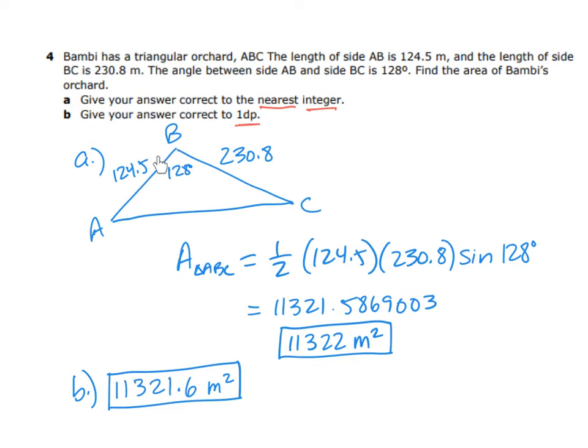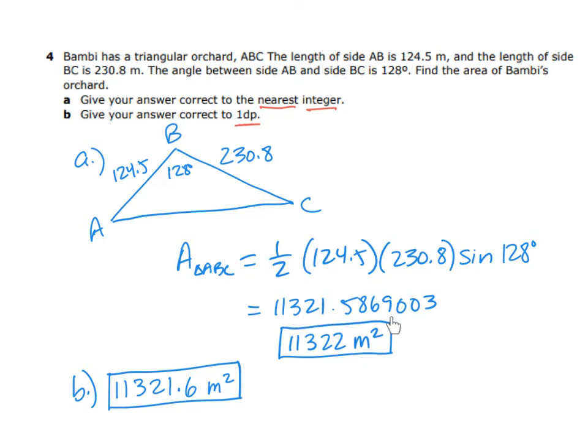So when we have 2 sides and the included angle given, that's when we can use this formula to find the area of the triangle. 1/2 times the product of the 2 sides and then multiply that by the sine of that included angle, okay? Make sure your calculator is in degree mode. Do all the arithmetic in one step.